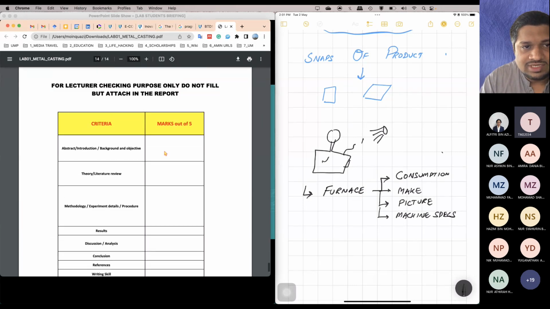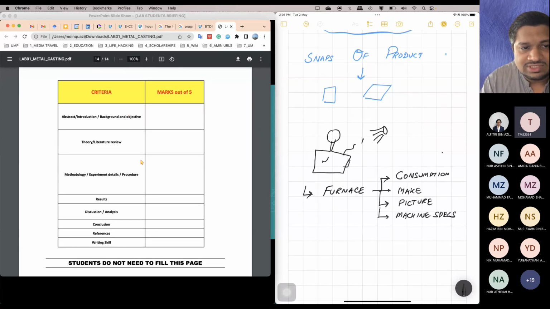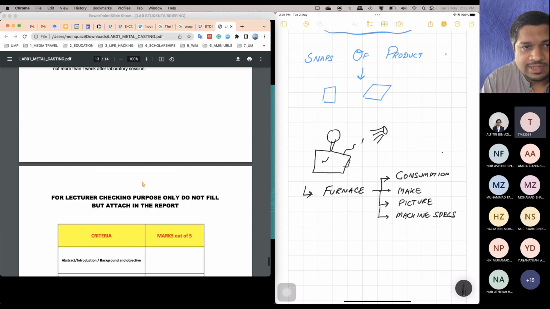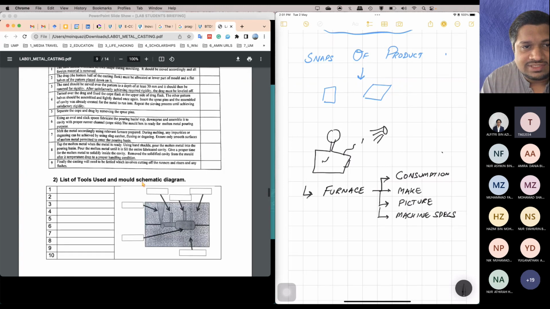And this part is for the lecturer, okay. This part the lecturer is going to fill and complete, so there is no need for you to fill it. You have to make the report based on the lab sheet which is given to you.